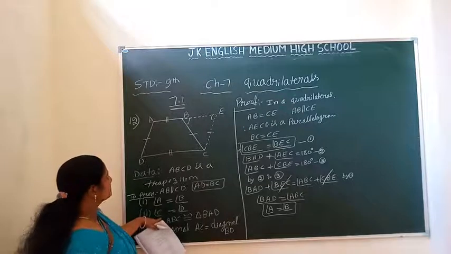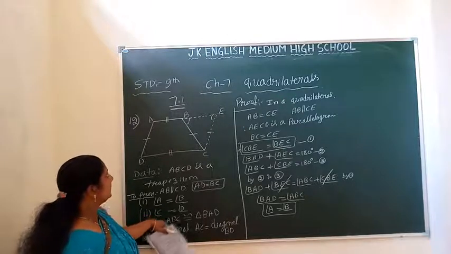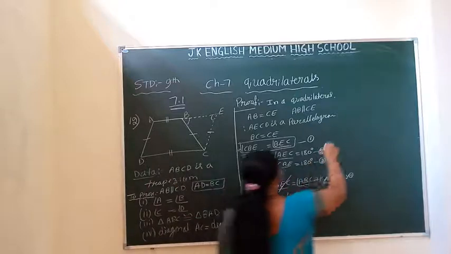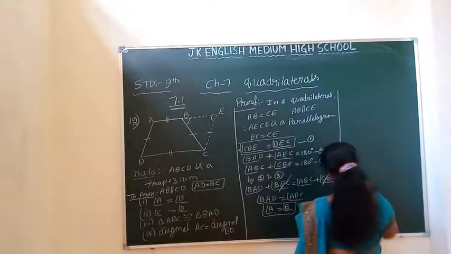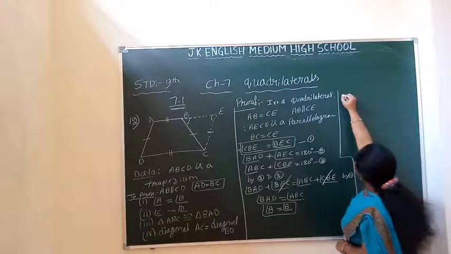After proving this, next is to prove angle C is equal to angle D. So now I can prove it. Angle C is equal to angle D, children. In the diagram you observe, second one.